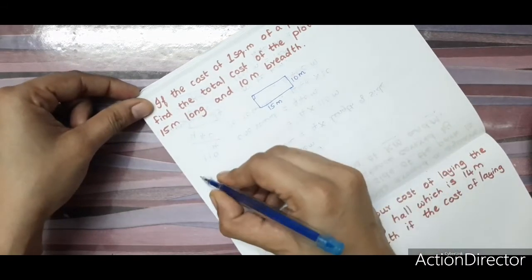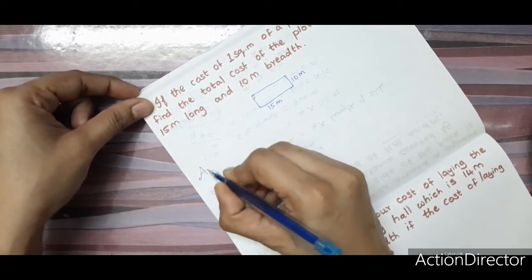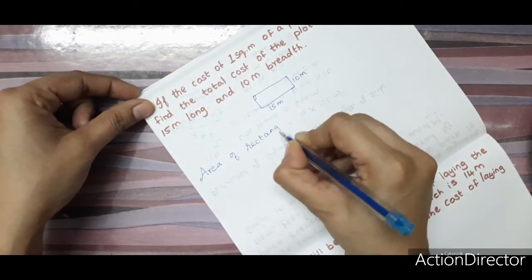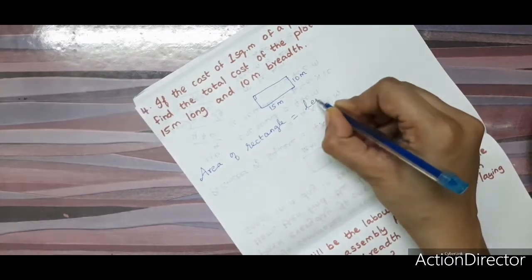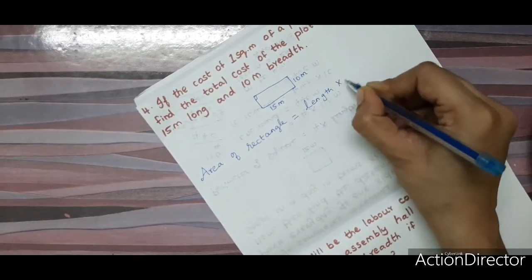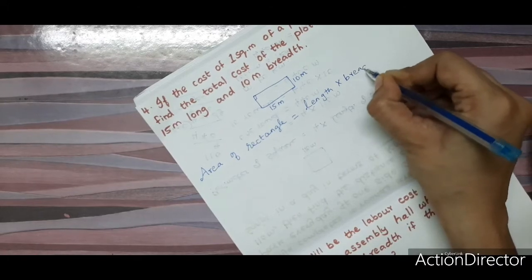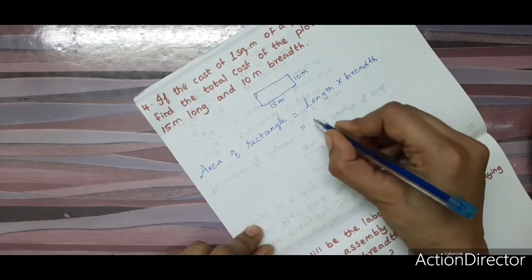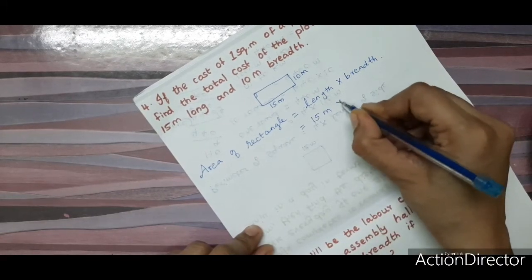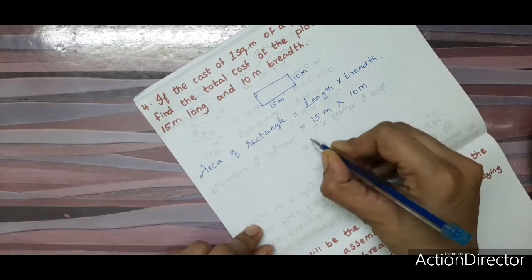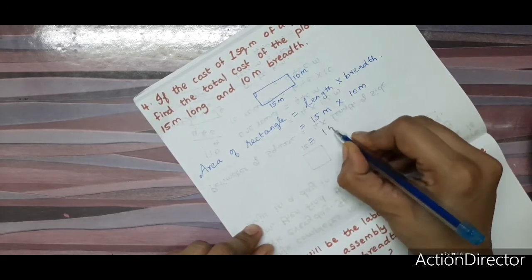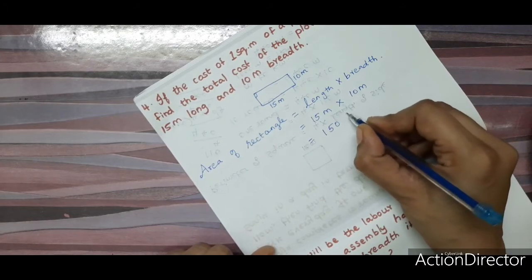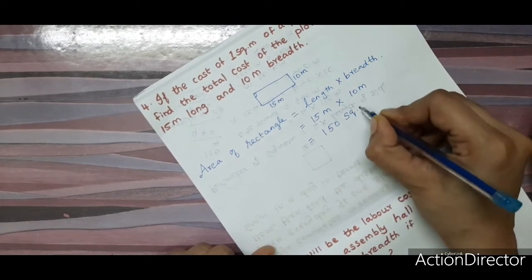So first we are going to calculate the area of the rectangle. What is the area of rectangle formula? Length into breadth. What is the length? It is 15 meter, and what is the breadth? It is 10 meter. So what is 15 into 10? It is 150. For area, the answer should be in square meter.